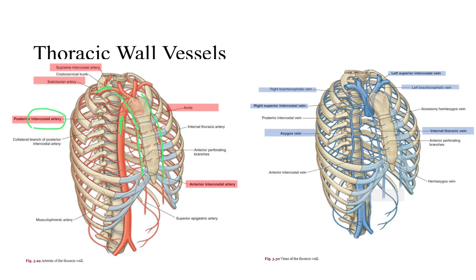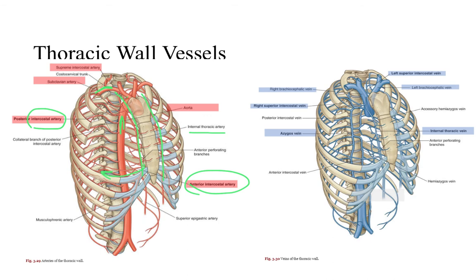And those are called the internal thoracic arteries, also known as the internal mammary arteries. And we'll talk about that a little bit later on, I think. But those are going to give rise to your anterior intercostal arteries, which are then going to start in the anterior and work their way to the posterior.